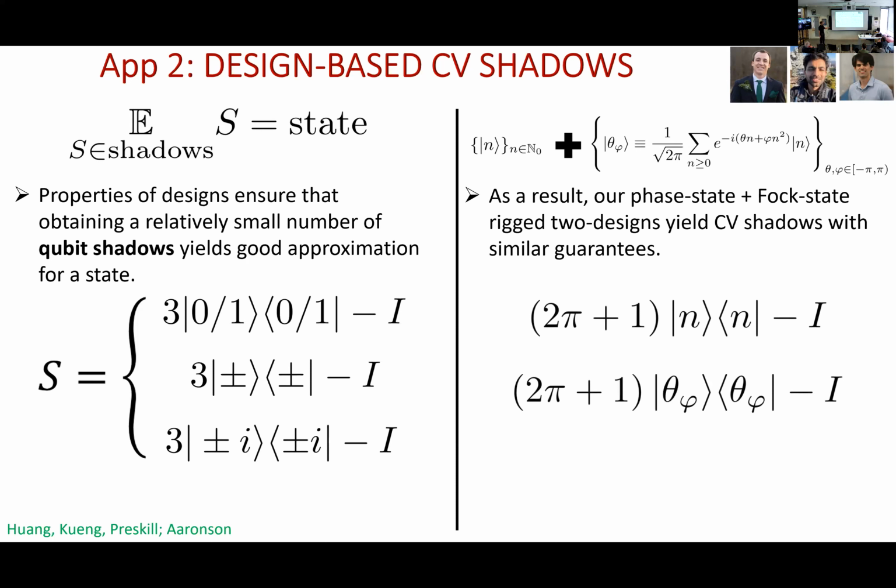Turns out our 2 design that I showed you with the Fock states and the phase states, using these now as the snapshots for the state and measuring either in the Fock basis or in the phase state basis for a chosen theta, gives you a CV version of this protocol, a very similar one visually with similar guarantees.